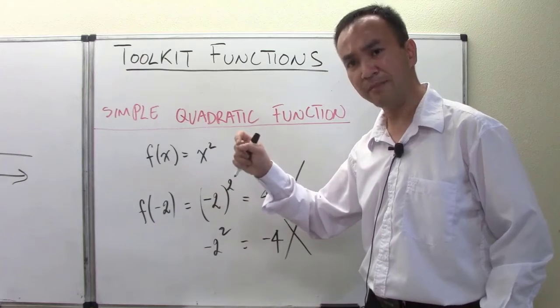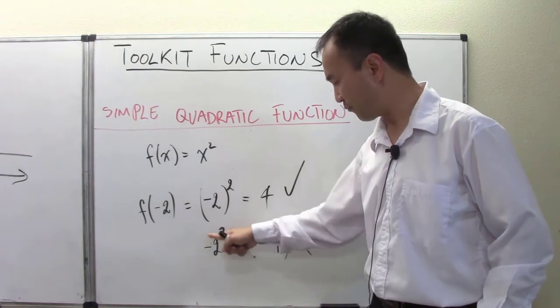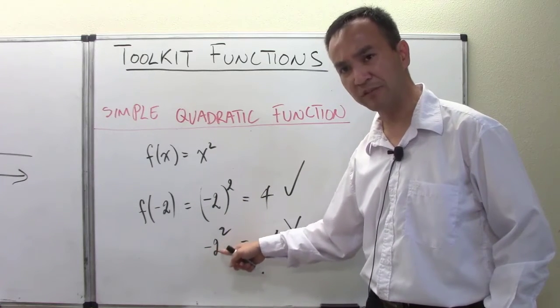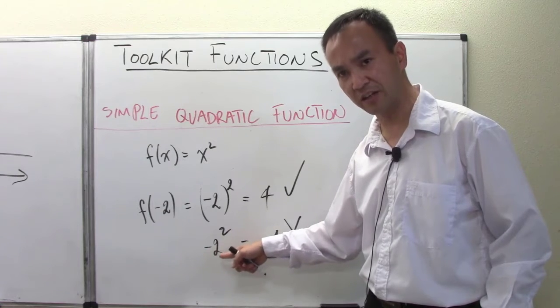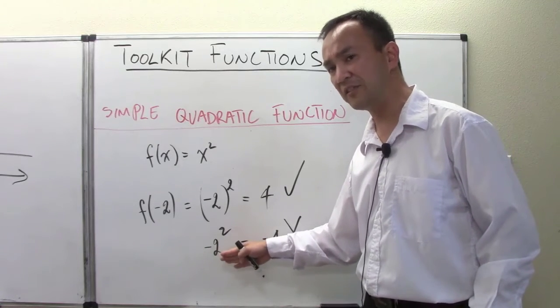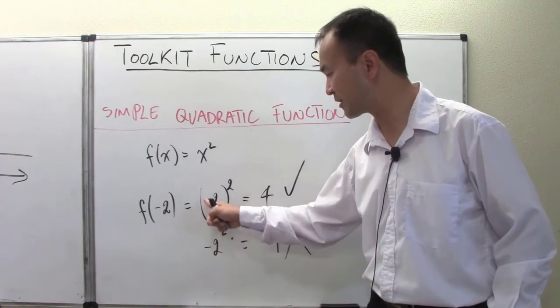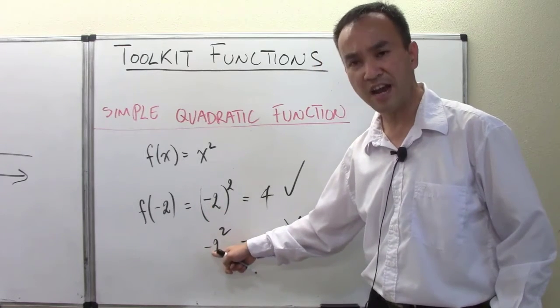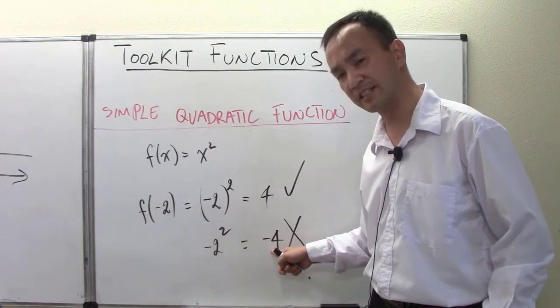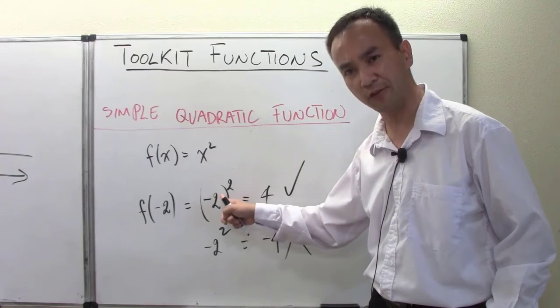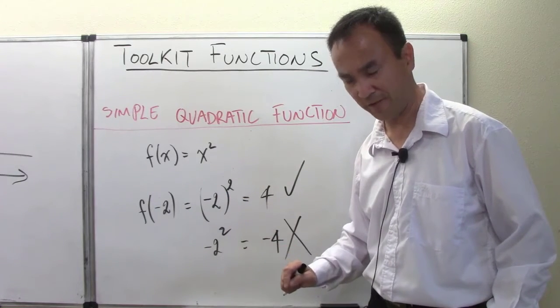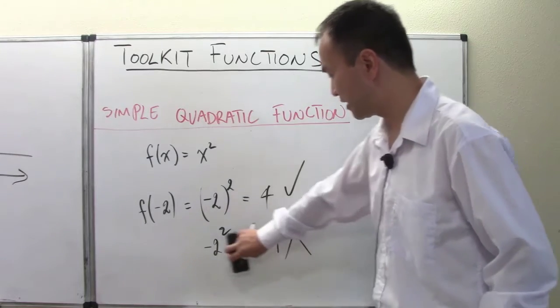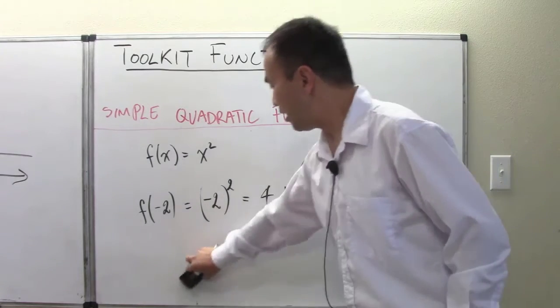Remember PEMDAS: without parentheses, the exponent comes before multiplication and division, and even further before adding and subtracting. That's why when you're seeing a notation like this, people internationally will understand that the answer is negative 4, which is not what's intended for this case. So be careful with your PEMDAS, with your order of operations.